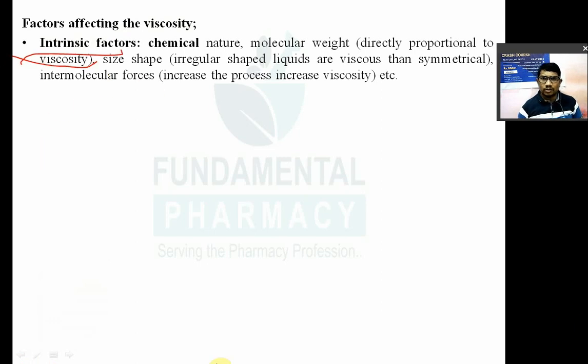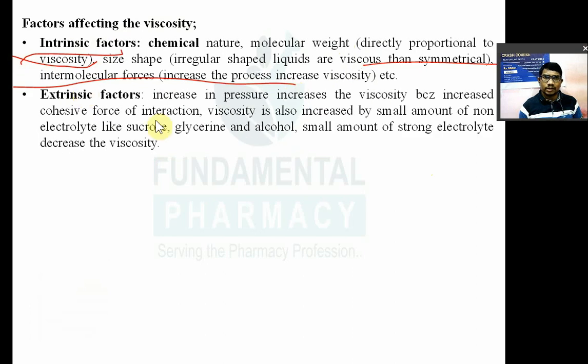So chemical nature, then molecular weight, then shape and size. If the shape and size are irregular, the liquid will be more viscous than with a symmetrical pattern. Intermolecular forces: if there are more intermolecular forces, the viscosity will be higher, right? Now, extrinsic factors, for example temperature and pressure.